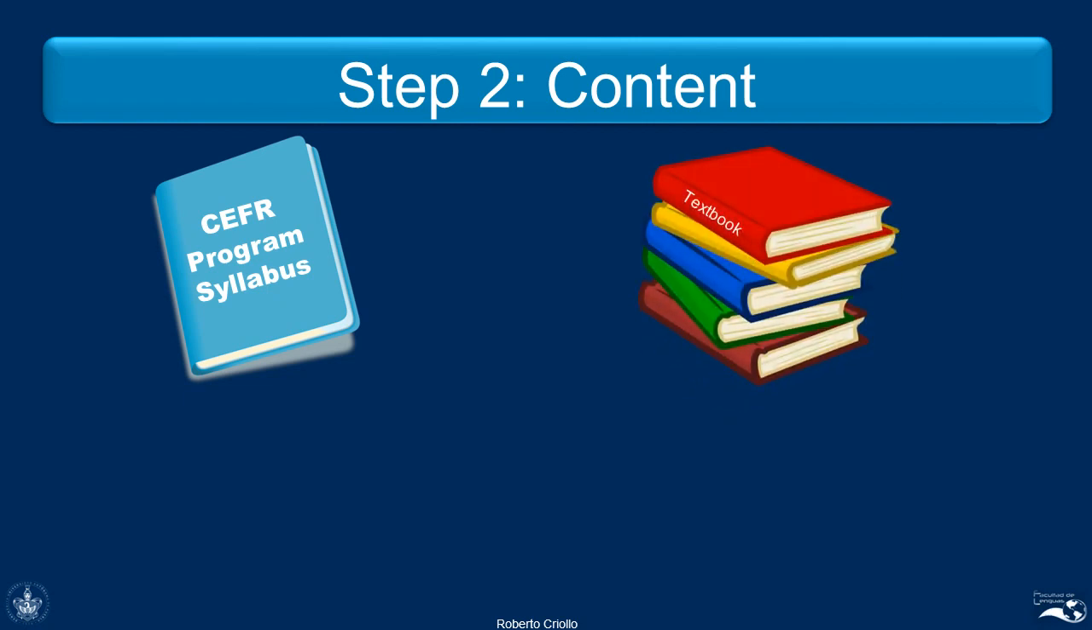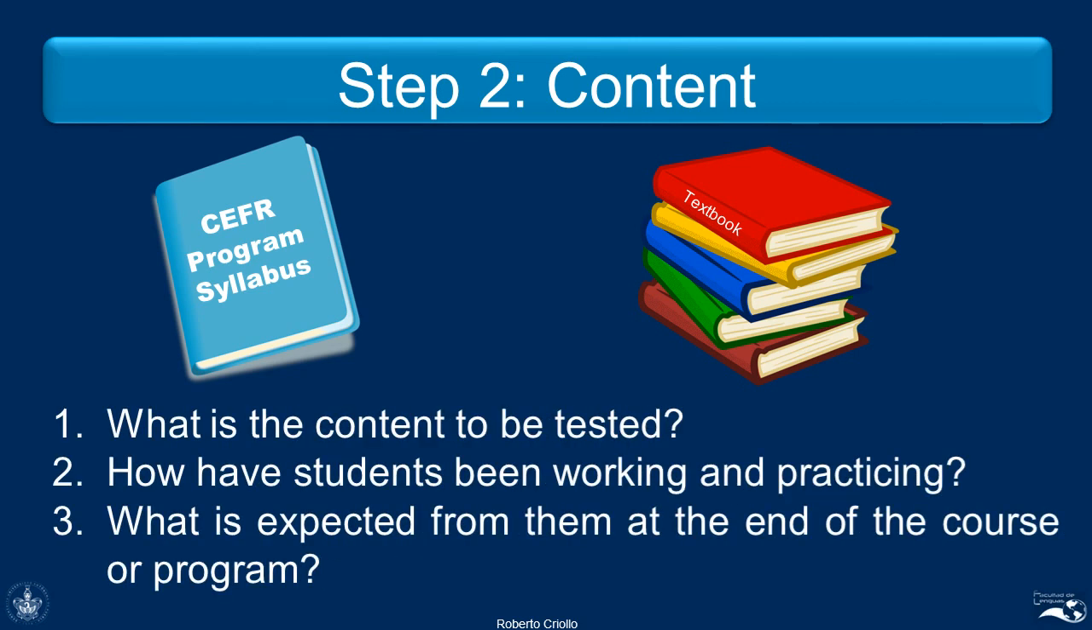Another important source of information will be our course textbooks and programs. And of course, in this case, we need to ask ourselves three very important questions. Number one, what is the content to be tested? Number two, how have students been working and practicing? And finally, what is expected from them at the end of the course? Looking at these very important sources of information will guarantee that our test has content validity.